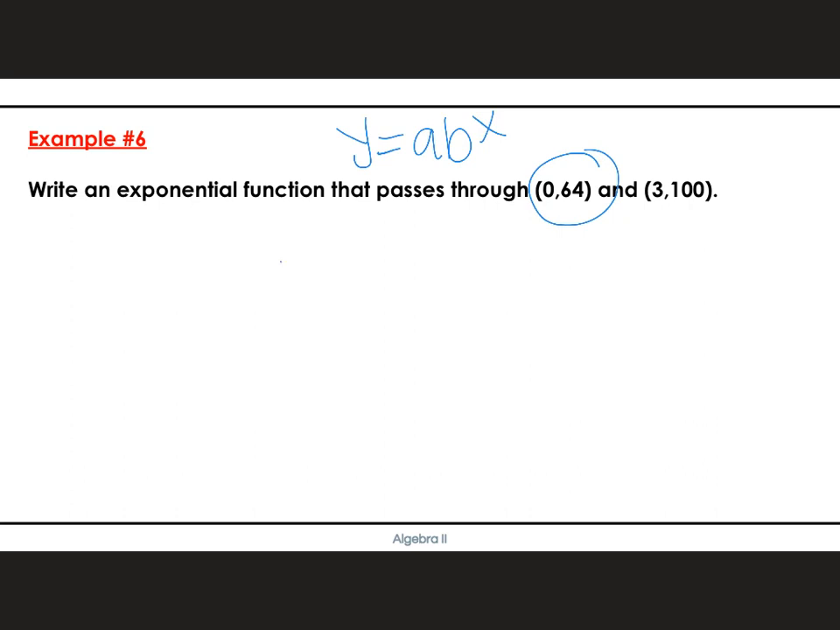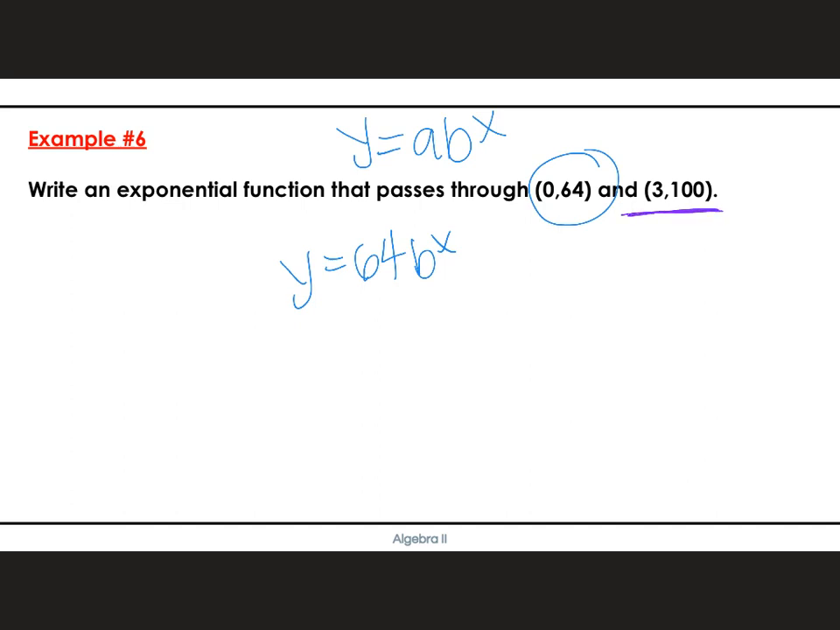So we're going to have y is equal to 64 b to the x, right? So we have a b, an x, and a y. All of these are still variables that we don't know. But look, we have this other point over here.